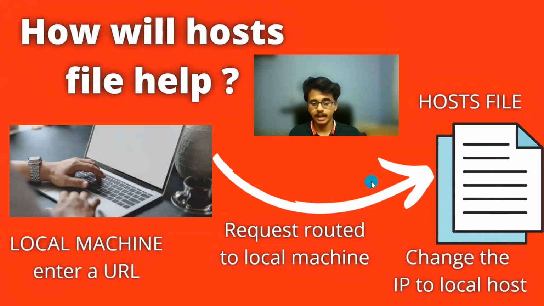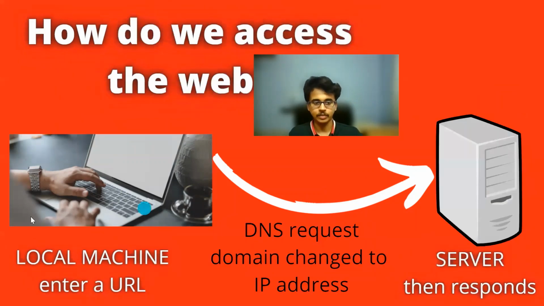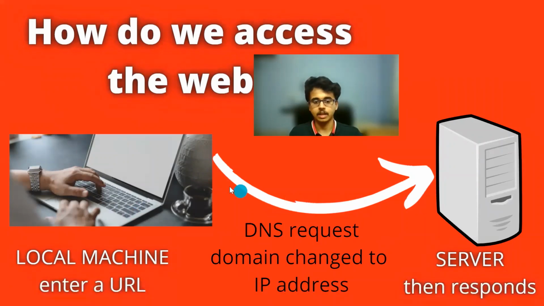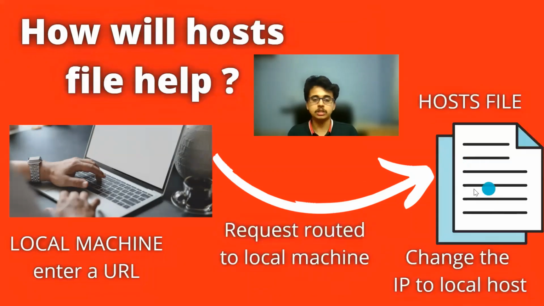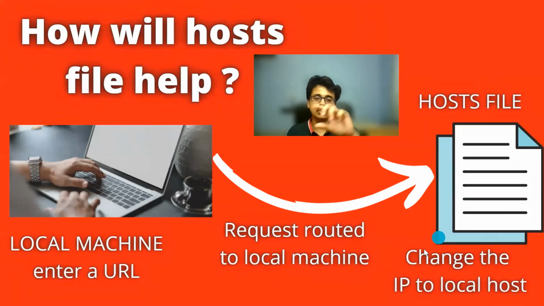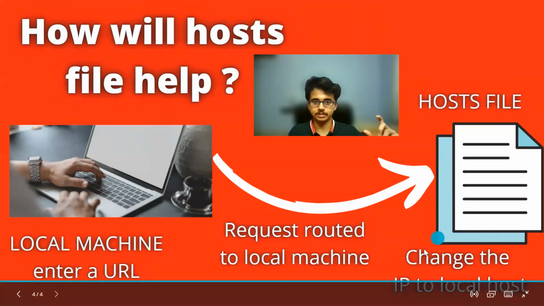And what exactly happens is, when you type a URL and search for it, before it gets converted to an IP address, it actually checks the host file first. It first checks if there is something already present over there, like if the domain is already present, then it will choose that IP address only.